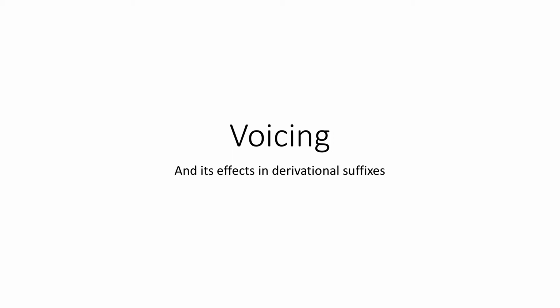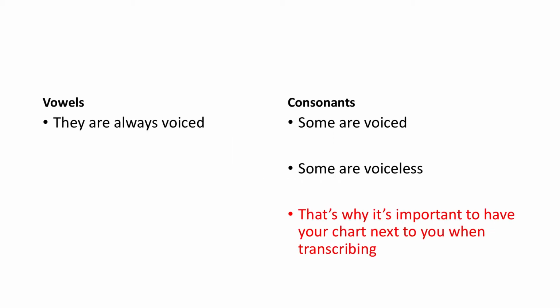Remember that when we talk about voicing, we're talking about voiceless and voiced consonants, but I feel that some of you have forgotten that vowels are always voiced. They are always voiced. And consonants, some are voiced and some are voiceless. That's why it is important to have your chart next to you when transcribing. Remember the chart that we made during the first sessions of our classes? In those charts, you put which consonants were voiced and which were voiceless. Probably you still don't know this by memory, so it is very useful to have your chart next to you when you're transcribing so that you can actually do it right, okay?